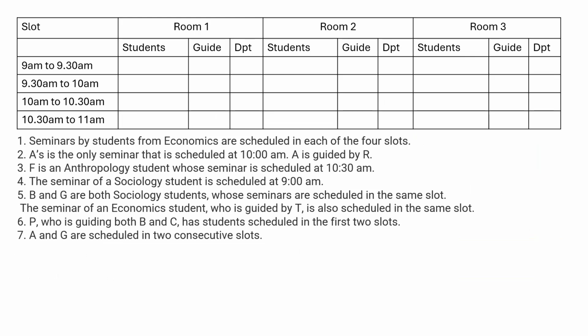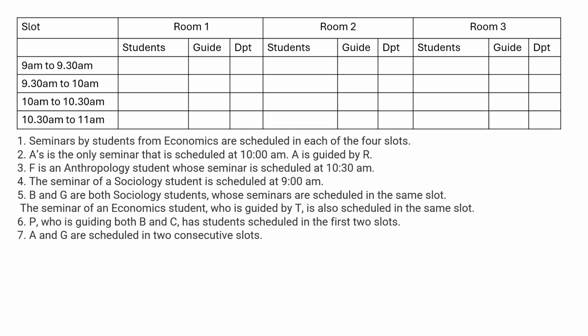So this is the table you can see on your screen now. Slots are there, four slots, three rooms, student, guide and department. When you are reading a set, while reading, you should have an idea of what sort of structure I have to deal with, or what kind of matrix it will be, and how many different groups are there.